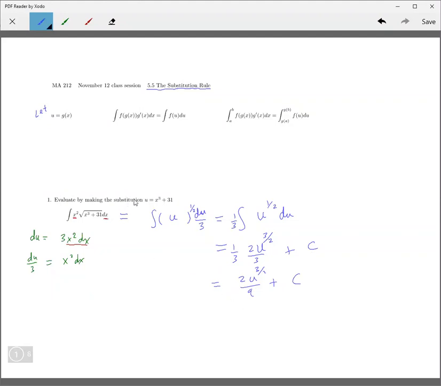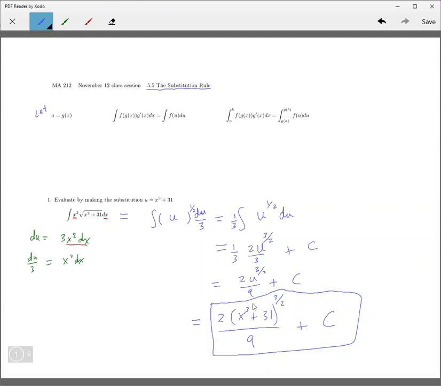Now you need to switch it back in terms of x's. So this u is x cubed plus 31. So I'm going to put 2 times x cubed plus 31 to the 3/2 over 9 plus a constant. And there you go. That's how that works. Okay, so let me give you more examples, and then you can verify this.